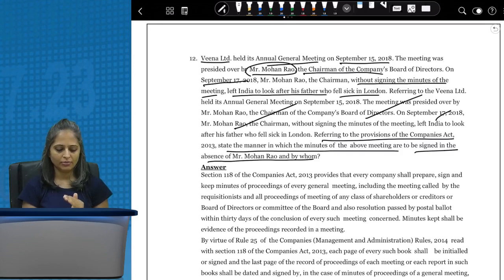Mohan Rao, on the 17th of September, had to leave the country because his father fell sick. So he had to leave the country and now he is not able to sign the minutes of the meeting. But the Act says that the chairman has to sign the minutes of the meeting.